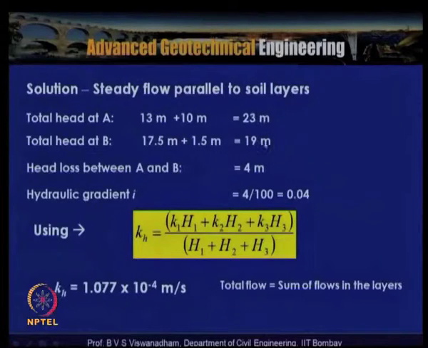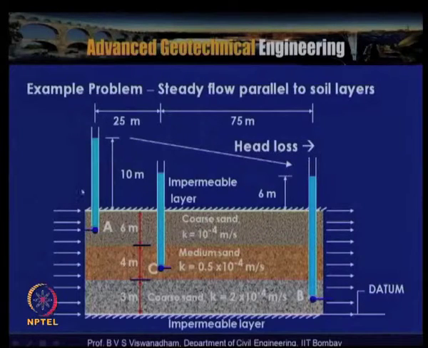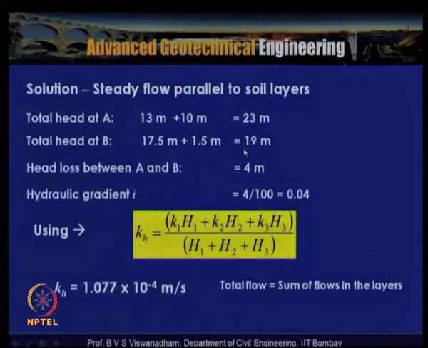So the difference of these two, which is nothing but the head loss between point A and point B, which is shown in the figure, here point A and point B, the head loss is about 4 meters over a length of 100 meters between A and B. So the hydraulic gradient is nothing but 4 by 100, that is 0.04.